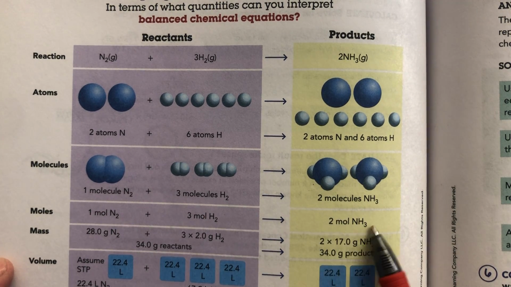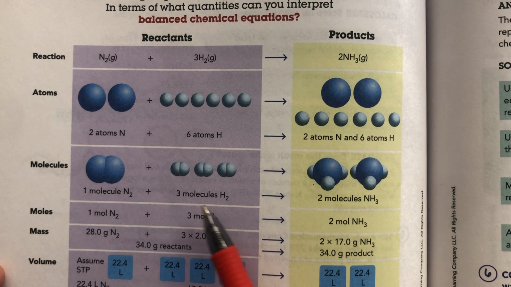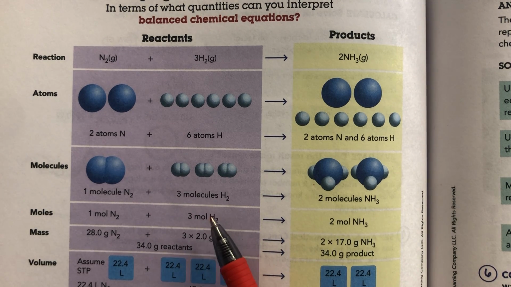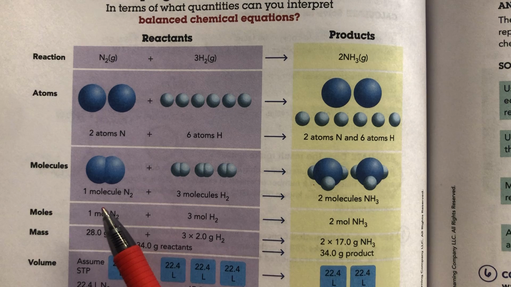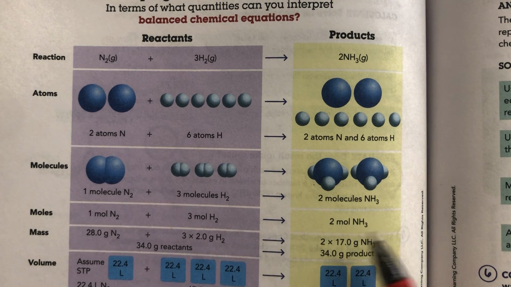So if I wanted to make 2 moles of this substance, I'm going to need 3 moles of hydrogen. I'm going to need more hydrogen to make this product than I will nitrogen, because I only need 1 to make these 2, while I need 3 to make just 2 molecules of ammonia.